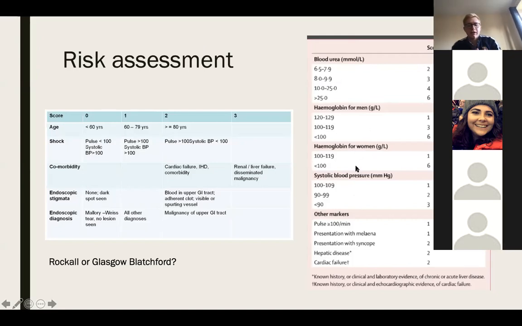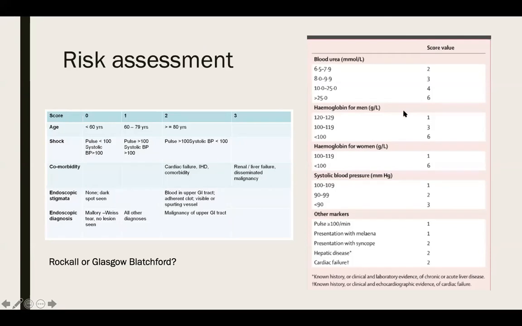So, risk assessing patients with haematemesis. Does anyone know what the Rockall or Glasgow-Blatchford scores are, and which one we use pre-endoscopy and post-endoscopy? Somebody said Rockall post-endoscopy and Glasgow pre. Nice. Yes, so we use the Glasgow-Blatchford score before endoscopy and we use Rockall afterwards.